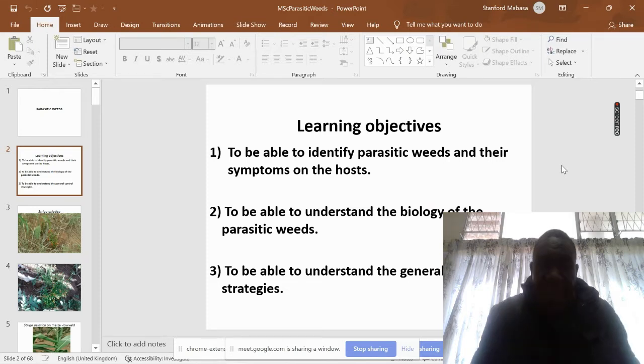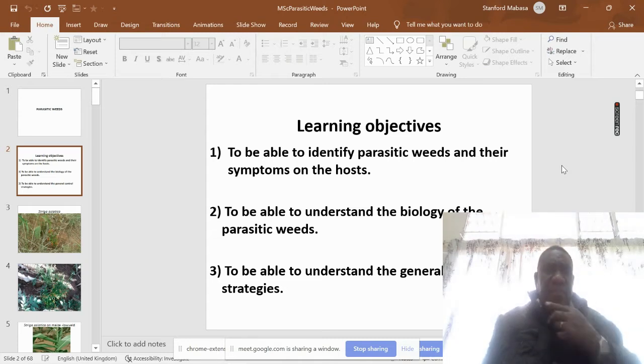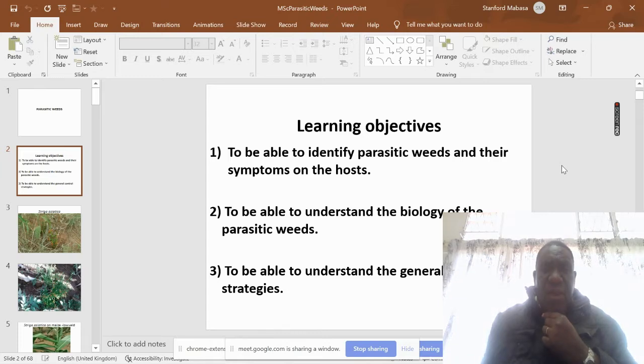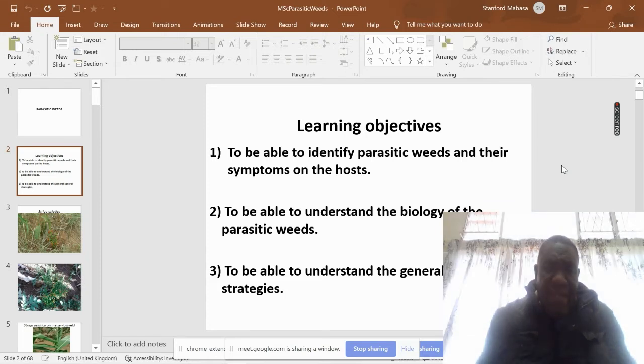So the learning objectives are basically three. The first objective is that we want to be able to identify parasitic weeds and their symptoms on the host. The second one is to be able to understand the biology of the parasitic weeds. And then the third, to be able to understand the general control strategies.